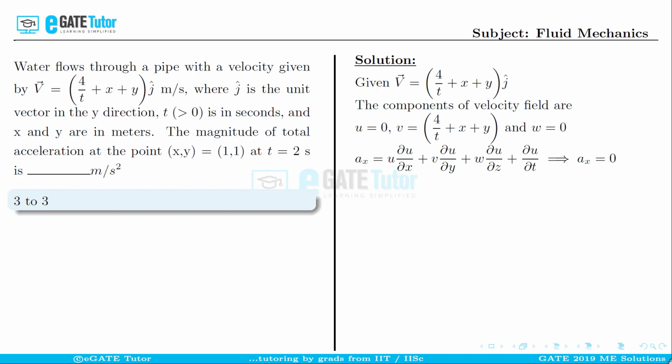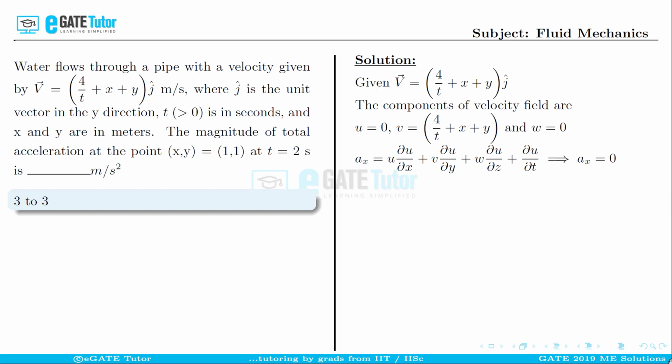The component of acceleration in X direction is given by U ∂U/∂X + V ∂U/∂Y + W ∂U/∂Z + ∂U/∂T. Since the component U = 0, the acceleration in X direction will turn out to be 0.